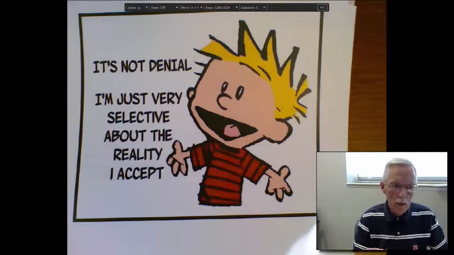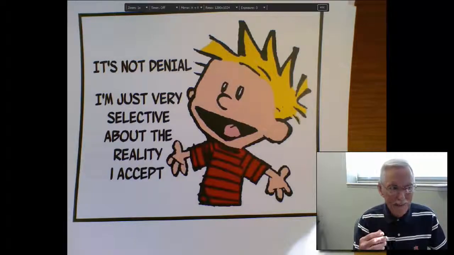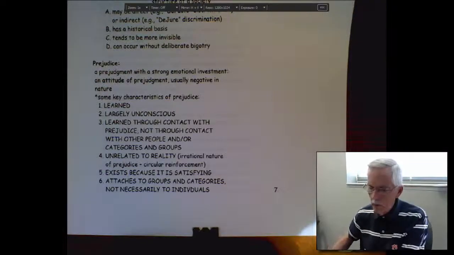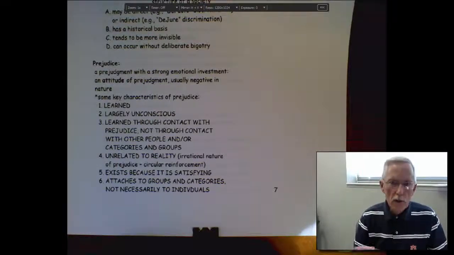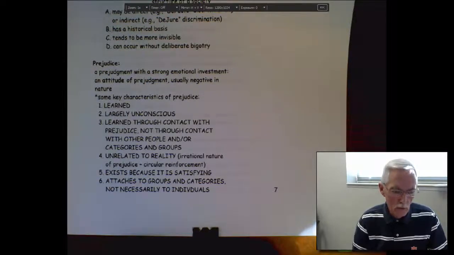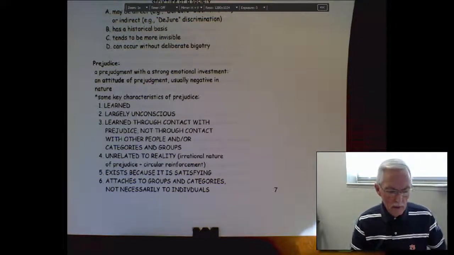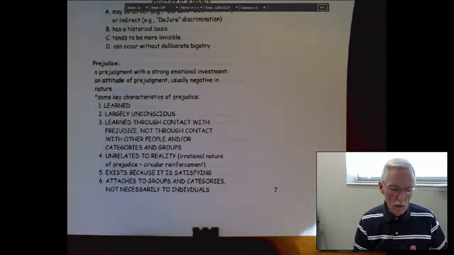Again, you want to remember that most of us are not aware of our prejudices because in our own mind, these are facts. At the same time, I want you to bear in mind something else. And that is that prejudice is learned through contact with prejudice, not through contact with other people, categories, or groups as such. Put in another way, there's generally very little relationship between the amount of contact a person has had with another group or category of people and his or her attitudes toward that group or category.